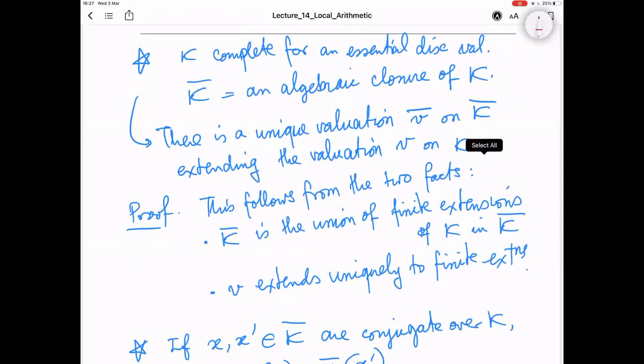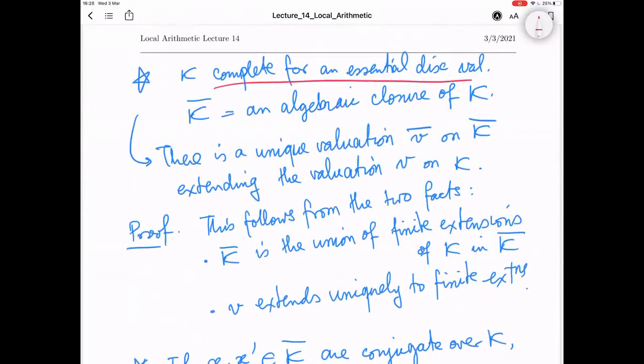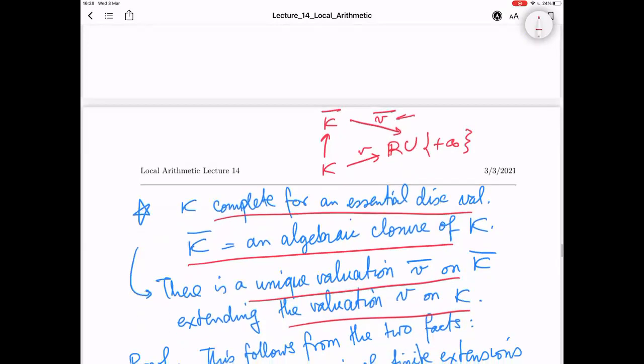Okay, so here what I'm saying is that if I have a field which is complete for a discrete valuation, and if I take the algebraic closure, then there's a unique valuation V bar on K bar extending the valuation V on K. So this we have seen for finite extensions, but now I have K, I have the valuation V, which takes values in R plus infinity, but the image is discrete. And then I have K bar, I have this inclusion, and I'm saying there's a unique valuation here, V bar. I'm not saying that it's discrete.